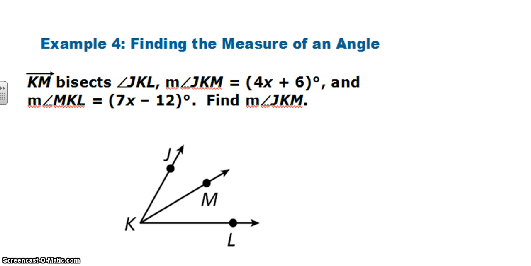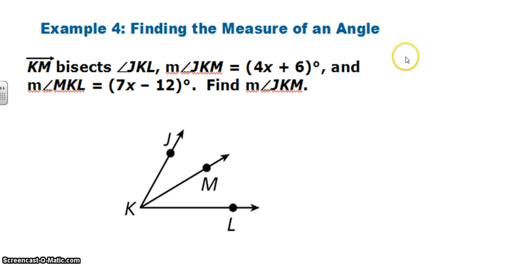Okay, we can make it a little bit trickier, a little more fun, if we use algebraic expressions for the value of angles. So KM bisects JKL, and the measure of JKM is 4x plus 6. This little angle in here is 4x plus 6, right here. Okay, and MKL is 7x minus 12.